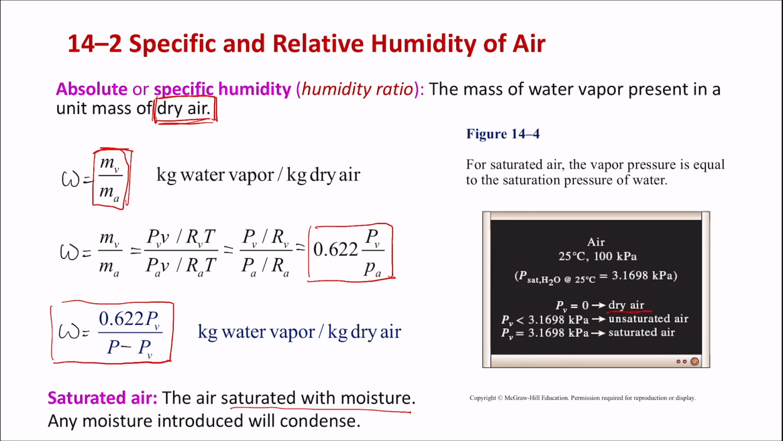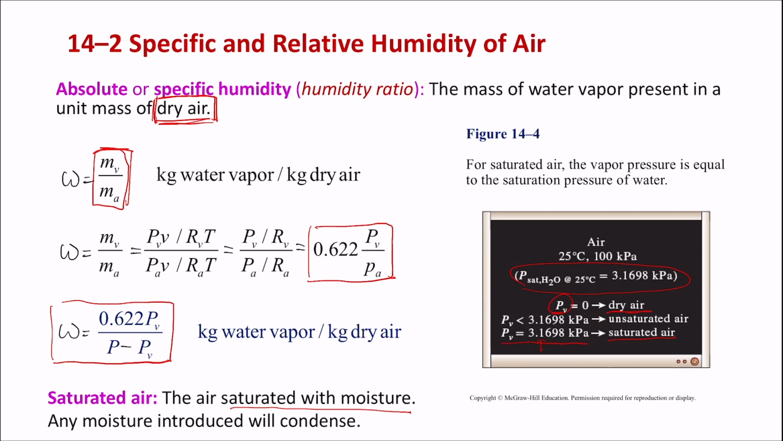When you have dry air, the pressure of vapor is a partial pressure of the total air, right? The pressure of the vapor is 0, which makes sense by definition. Dry air has no water vapor in it, so PV equals 0. When it's saturated, PV equals P sat at 25. So if at 25 degrees Celsius the air is already saturated, then PV equals 3.1698. And if PV is less than that, 3.1698, then the air is not saturated yet.